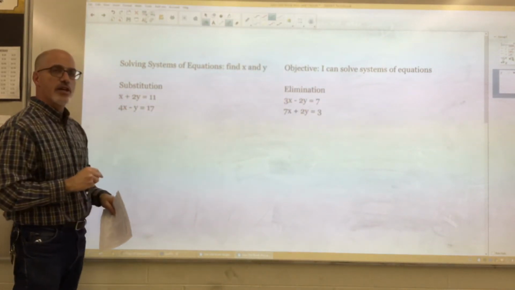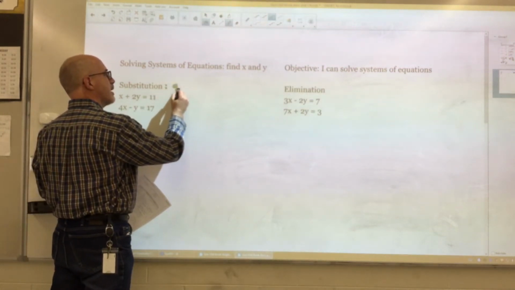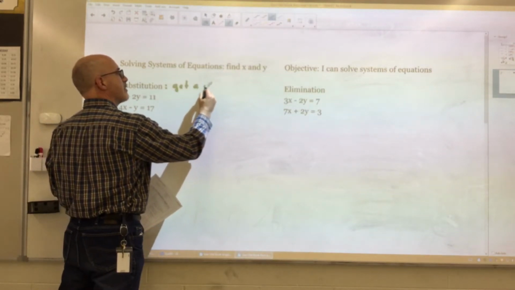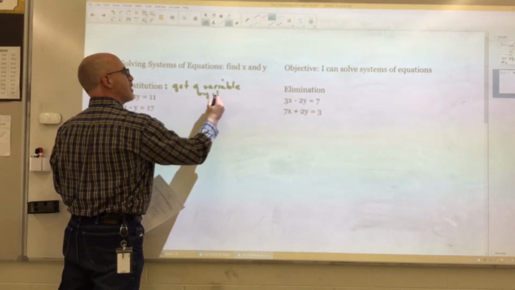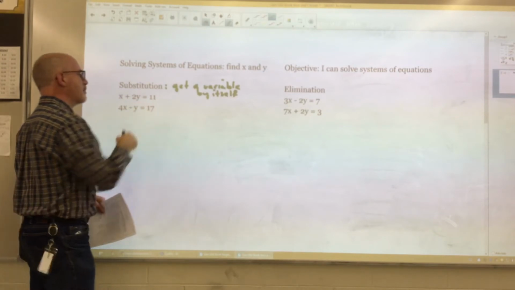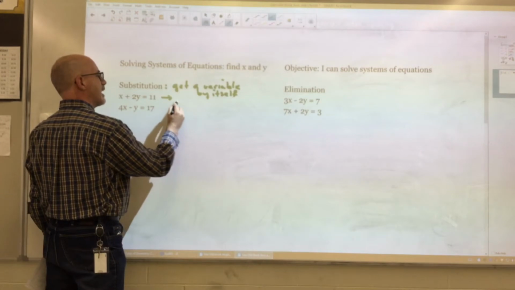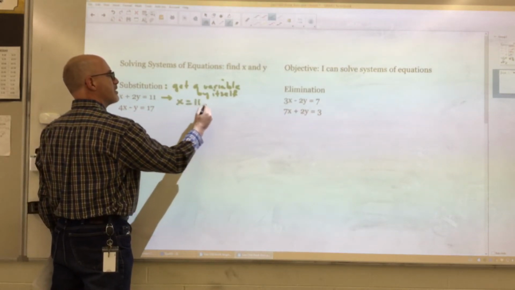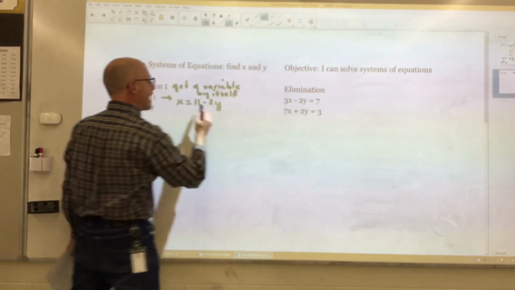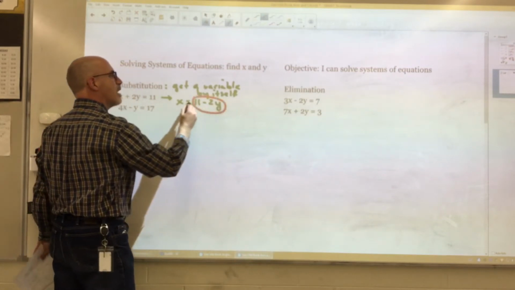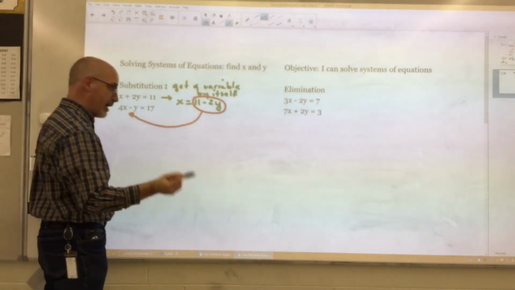The first thing to do here is what we call substitution. Substitution means you get one variable by itself. So in this first problem, I'm going to go ahead and subtract 2y from both sides. So here I'm going to make x equal to 11 minus 2y. Now what's nice about that is I can take this 11 minus 2y and substitute it in for x in the other equation, hence substitution.